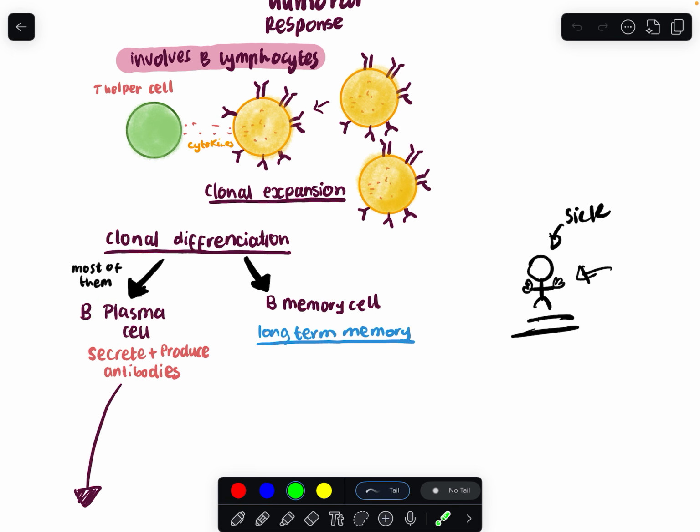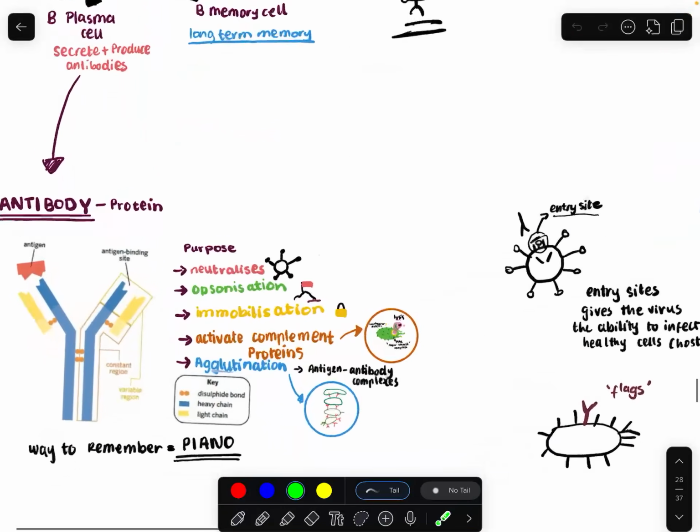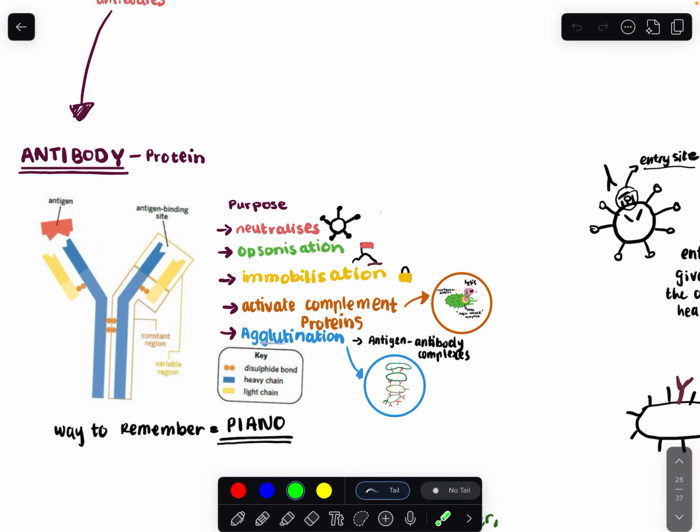So we have clonal differentiation, where the B memory cells will provide long-term memory, and B plasma cells will secrete and produce antibodies. These antibodies have different functions. They can neutralize, opsonize, immobilize, activate complement proteins, and agglutinate, which causes antigen-antibody complexes.